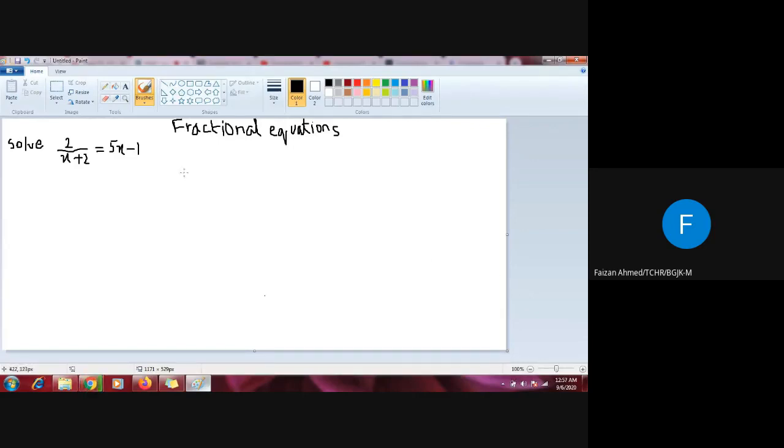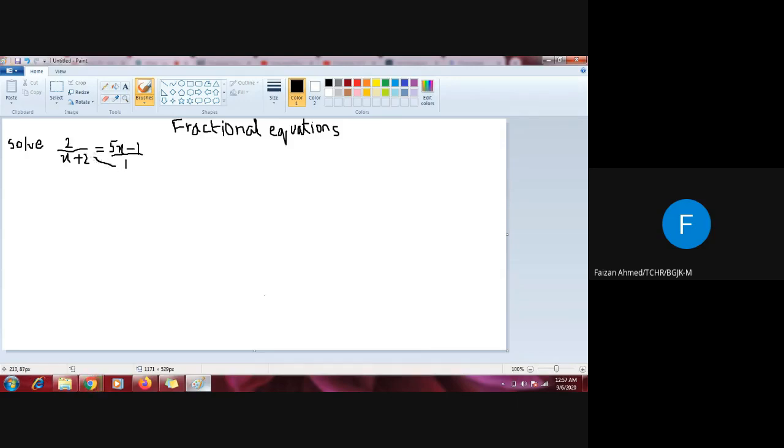We know that whenever the word solve comes up in mathematics, we have to find the value of x. We can find the value of x, but first we have to simplify this equation a bit. Let's simplify it and then see what type of equation it becomes, and then we'll solve it. So first we simplify, and we know that this is 5x minus 1 and there is a 1 in the denominator.